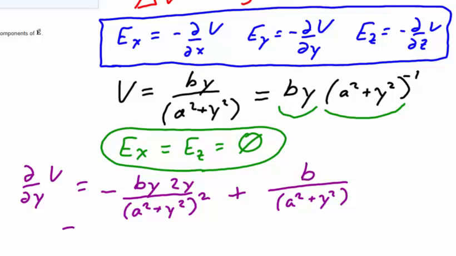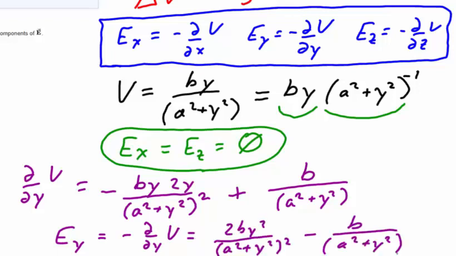We remember, of course, that electric field is the minus of the derivatives. Therefore, E sub y is minus the derivative with respect to y of the potential. And carrying the minus sign into this expression, we'll have 2By squared divided by the quantity a squared plus y squared, squared, minus the second term of B over a squared plus y squared.